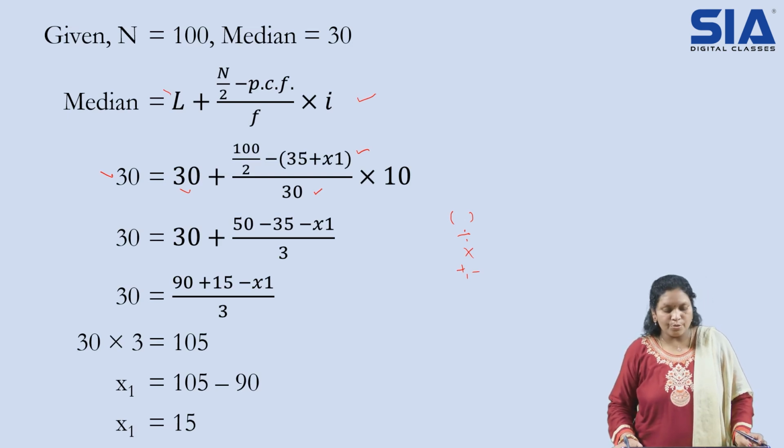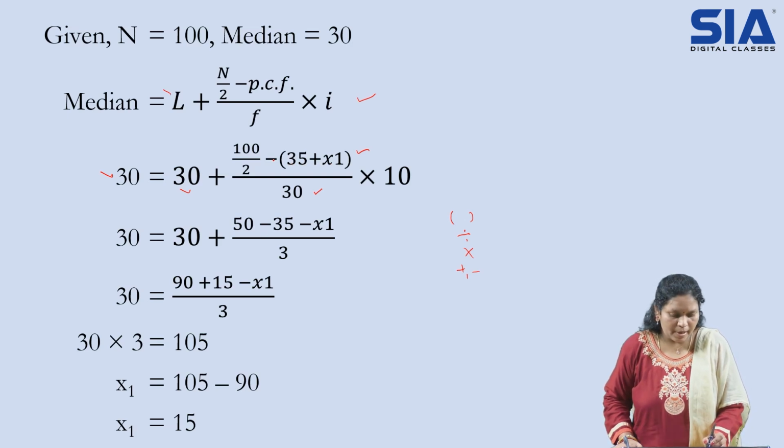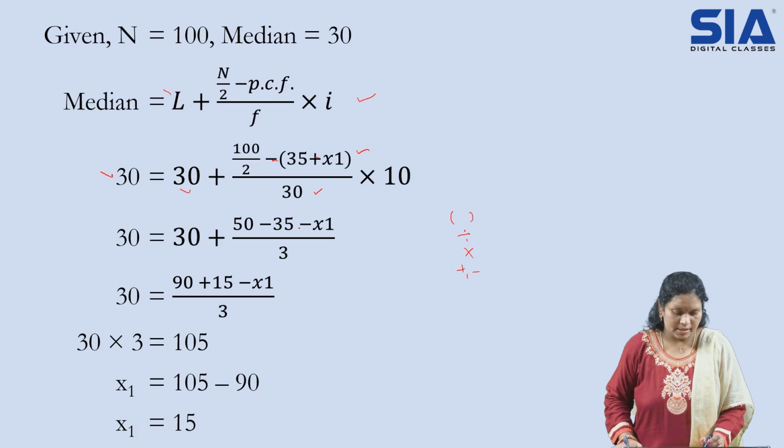So first, what we have to do is open the brackets. 35 plus x1, I am removing the brackets. So minus into plus goes to minus, giving 35 minus x1, divided by 3. This 30 and 10 I have cancelled here. 10 ones are 10, 10 threes are 30, so it went off here and 3 remains.